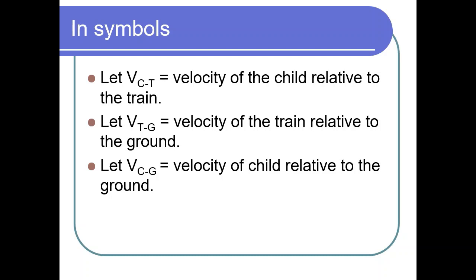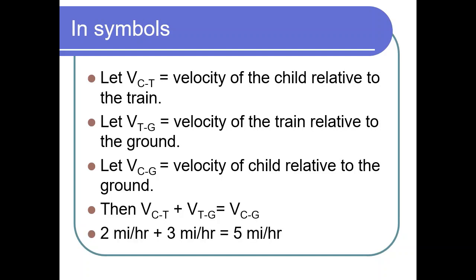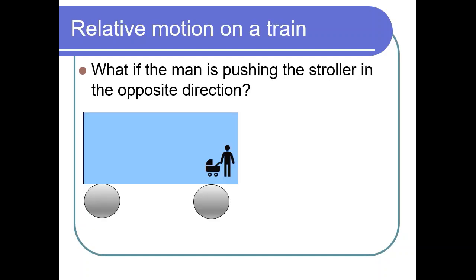which would be velocity VCG. The pattern we're going to apply in every single case is the velocity of the child relative to the train plus the velocity of the train relative to the ground is the velocity of the child relative to the ground. Now, in a very simple example like this, it seems kind of obvious. You just say 2 miles per hour plus 3 miles per hour is 5 miles per hour. But let's look and see how it works in other situations that are a little bit more complicated.